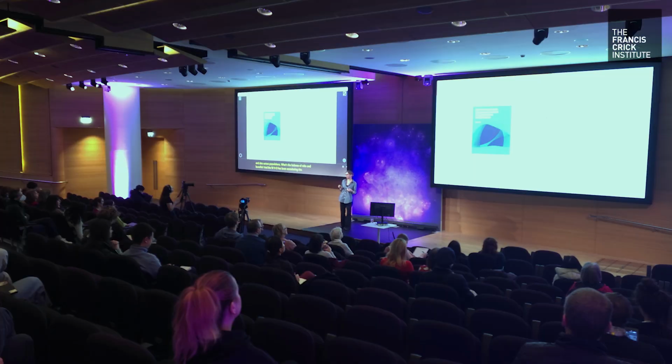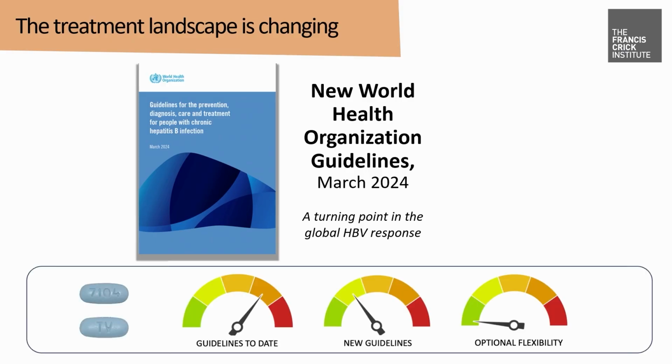And the WHO has been considering this and has now produced new guidelines earlier in 2024, which are a real turning point, because we've gone from this environment where only a minority of people are offered treatment and the eligibility criteria are quite stringent, to a much more relaxed environment where many more people will be offered treatment, and the needle can even swing so far as to say we could treat everybody living with hepatitis B.